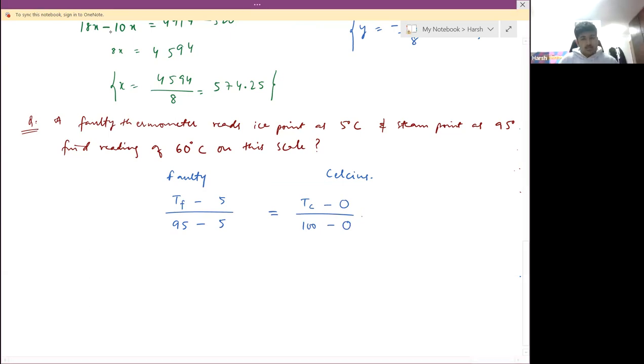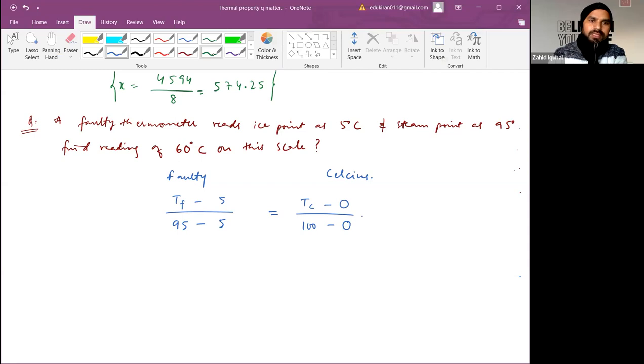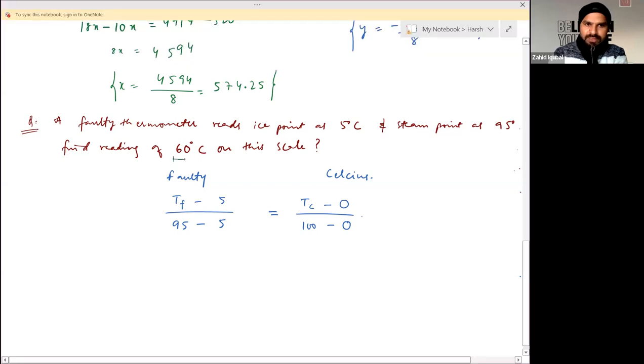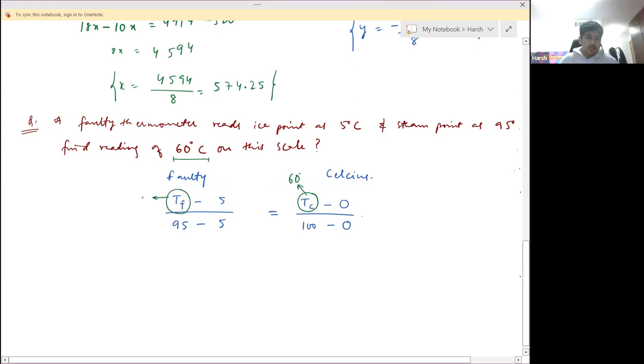Now, for this question, we have to calculate the 60 degrees Celsius reading on the faulty thermometer. It means the temperature on the Celsius scale is given as 60 degrees Celsius, for which we have to calculate the temperature on the faulty thermometer. Just try to simplify it. Okay.